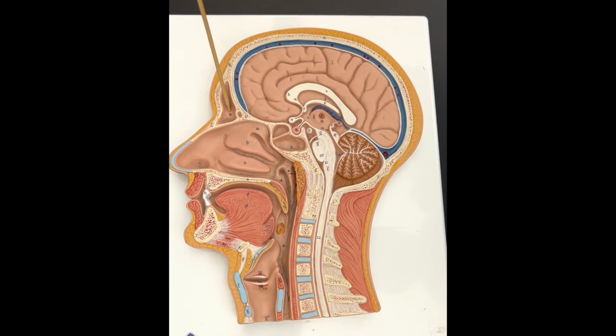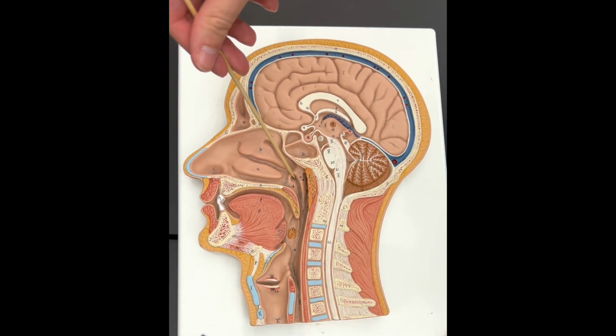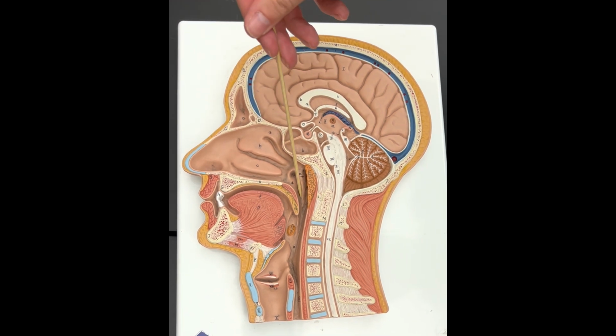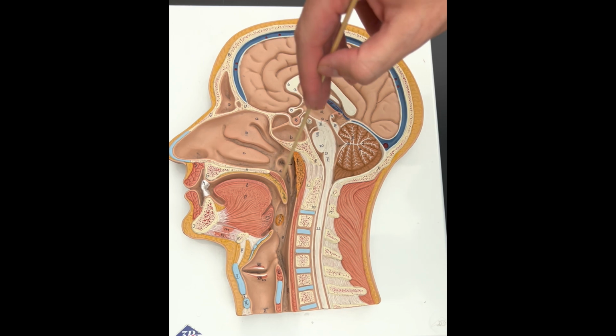This is the frontal sinus. This is the sphenoid sinus. And this right here, the little line right here, is the auditory tube. This whole space right here is the nasopharynx.